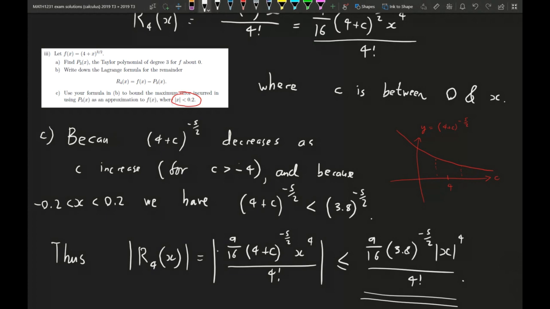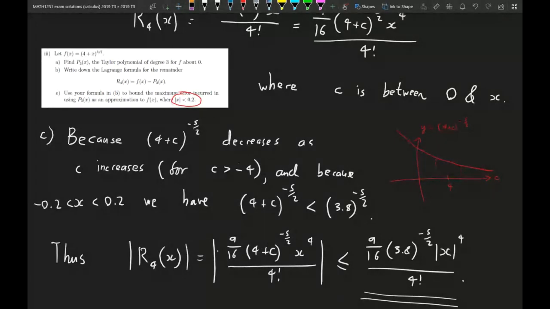Okay, any questions about that? I think this one is a very practical problem. I mean, using Taylor polynomials to approximate functions is really what is used in a lot of applications in engineering and other areas. And the next one is also similar in that regard.